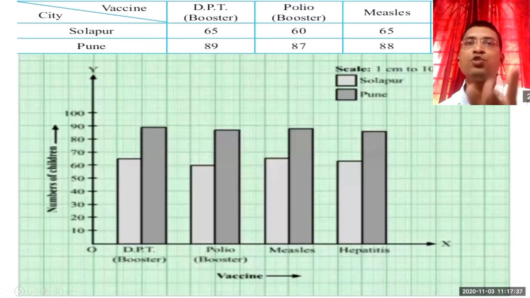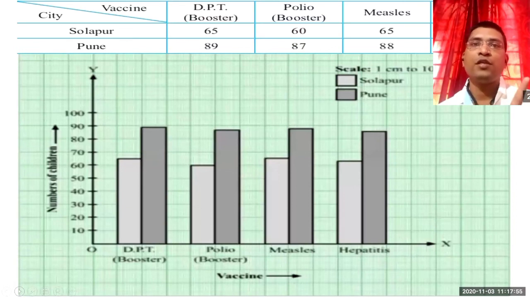DPT vaccine or booster vaccine in Solapur. You will notice the scale. Scale is given: 1 centimeter is equal to 10 children. Vaccine is always given to small children. So in Solapur, you will notice in the first column, DPT vaccine is 65, and DPT vaccine of Pune is a larger number, 89 children given.